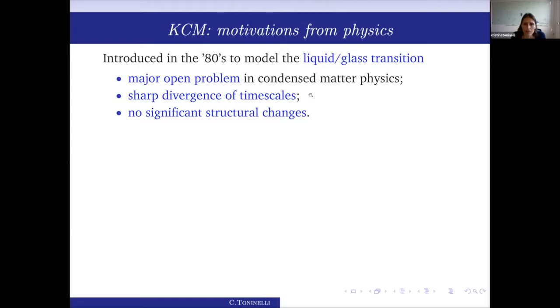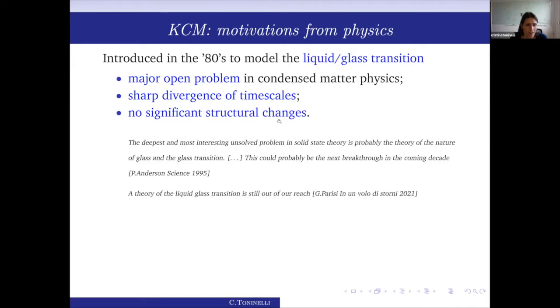So the key feature here is that on the one hand, we have a sharp divergence of time scales, but this sharp divergence is not accompanied by a significant structural change. So it's not due in particular to the fact that a structural long range order is created. And just to cite two sentences, one from Phil Anderson, who wrote in Science in '95. Phil Anderson is a Nobel Prize winner in condensed matter physics, I think in '77.